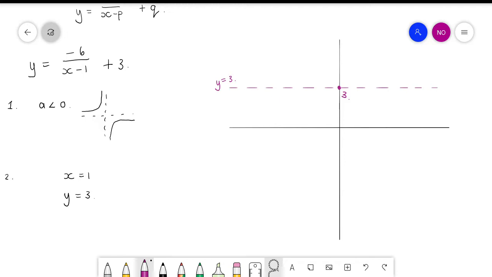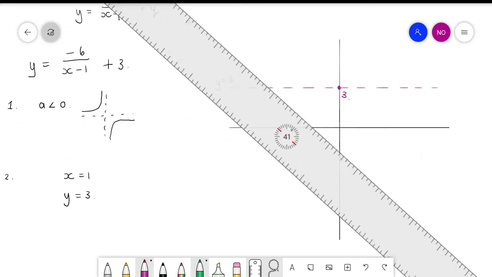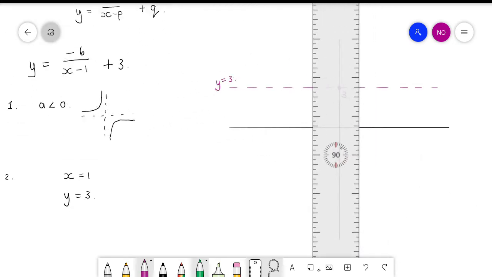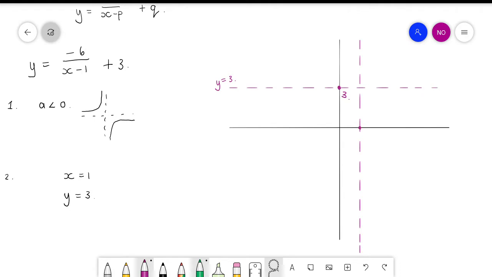Die ander een moet jy onthou die teken verander. So in die noemer van daai breek staan daar x minus 1, wat beteken my asymptoot gaan wees by x plus 1. Like that.